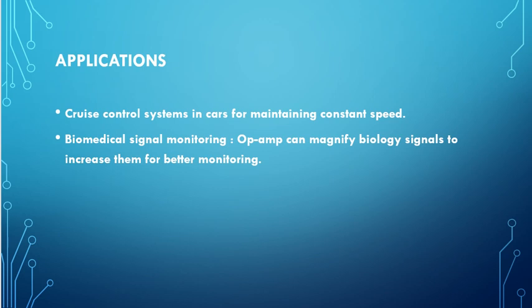Now let's see the applications of the differentiator. We have the applications of the differentiator. They are cruise control systems in cars for maintaining constant speed. We are using this differentiator in cars for maintaining constant speed. Then we have biomedical signal monitoring. That is, an op-amp can magnify biological signals to increase them for better monitoring. We are using this differentiator for biomedical signal monitoring.